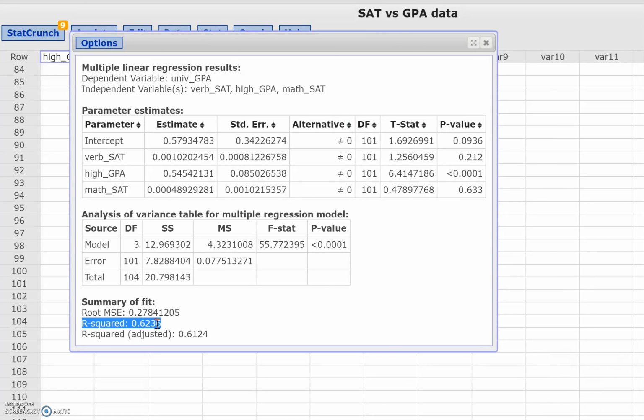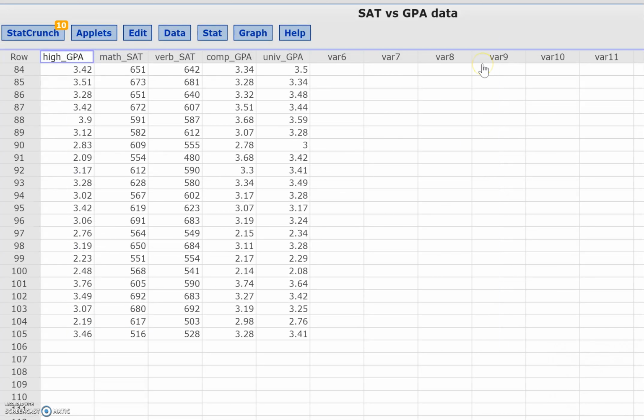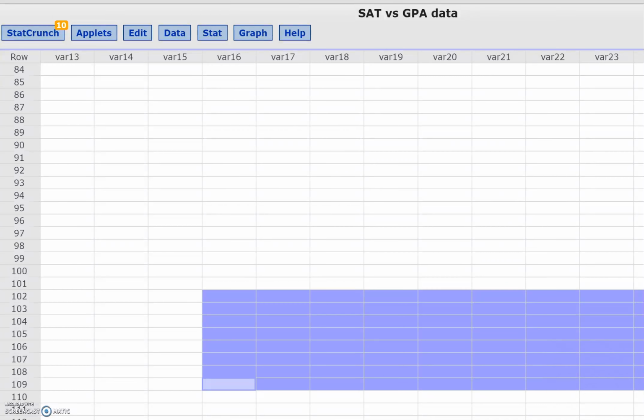So this was just a quick intro to linear regression with some hopefully more realistic data than some of the stuff we might have seen.